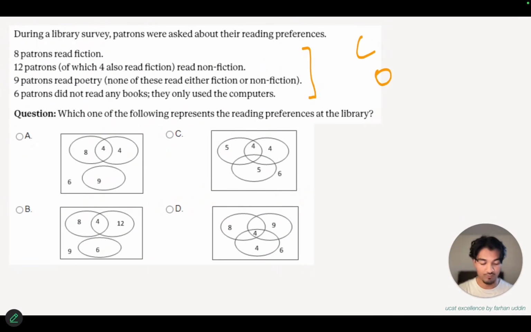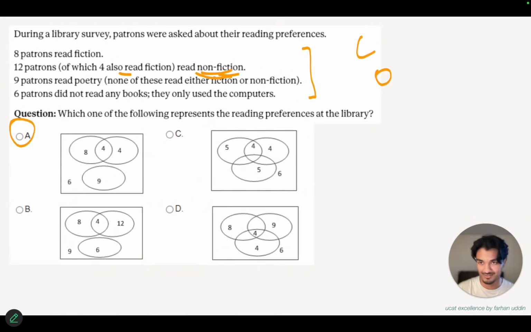12 patrons, of which 4 also read fiction, read non-fiction. Again, just too many words for me to comprehend at the moment. I'll get back to it. 9 patrons read poetry. None of these read either fiction or non-fiction. Okay, so now I'm looking for a poetry circle with 9 on its own because they didn't read fiction or non-fiction. From that alone, we can actually pick A as our answer.